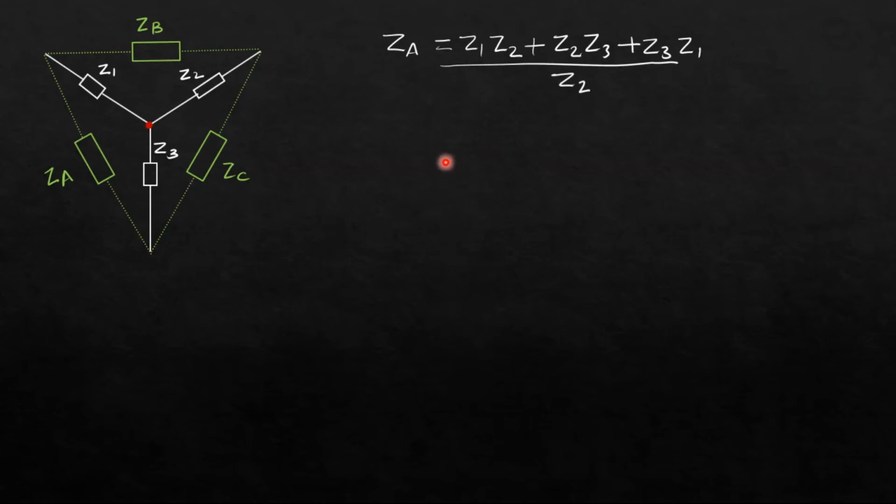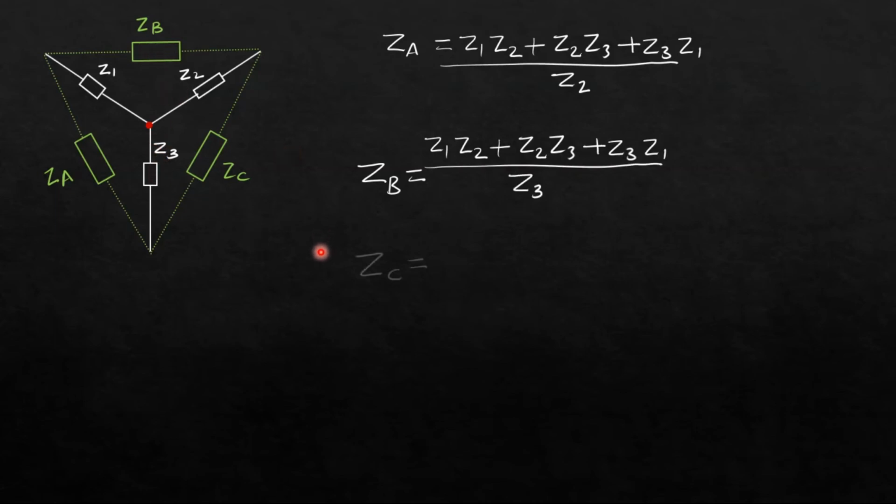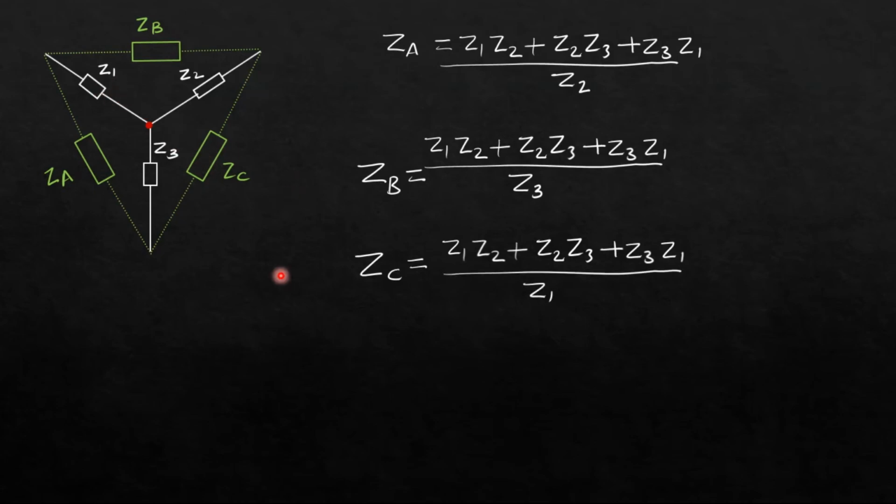It is very simple to remember. Similarly, for ZB, the numerator will be the same, that is Z1 Z2 plus Z2 Z3 plus Z3 Z1. Now in front of ZB, Z3 is there, so divided by Z3. Similarly for ZC, Z1 Z2 plus Z2 Z3 plus Z3 Z1 divided by, now in front of ZC, Z1 is there, so divided by Z1.